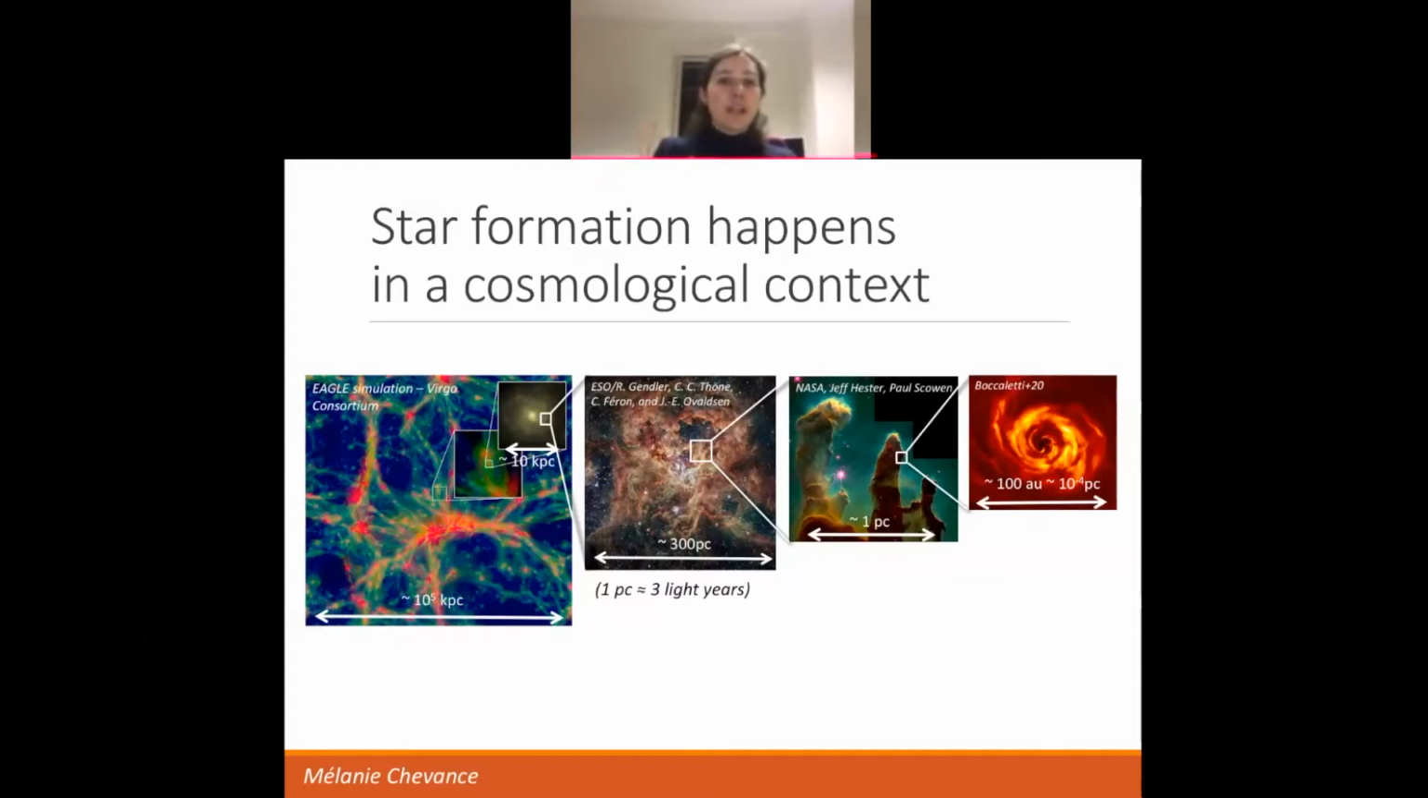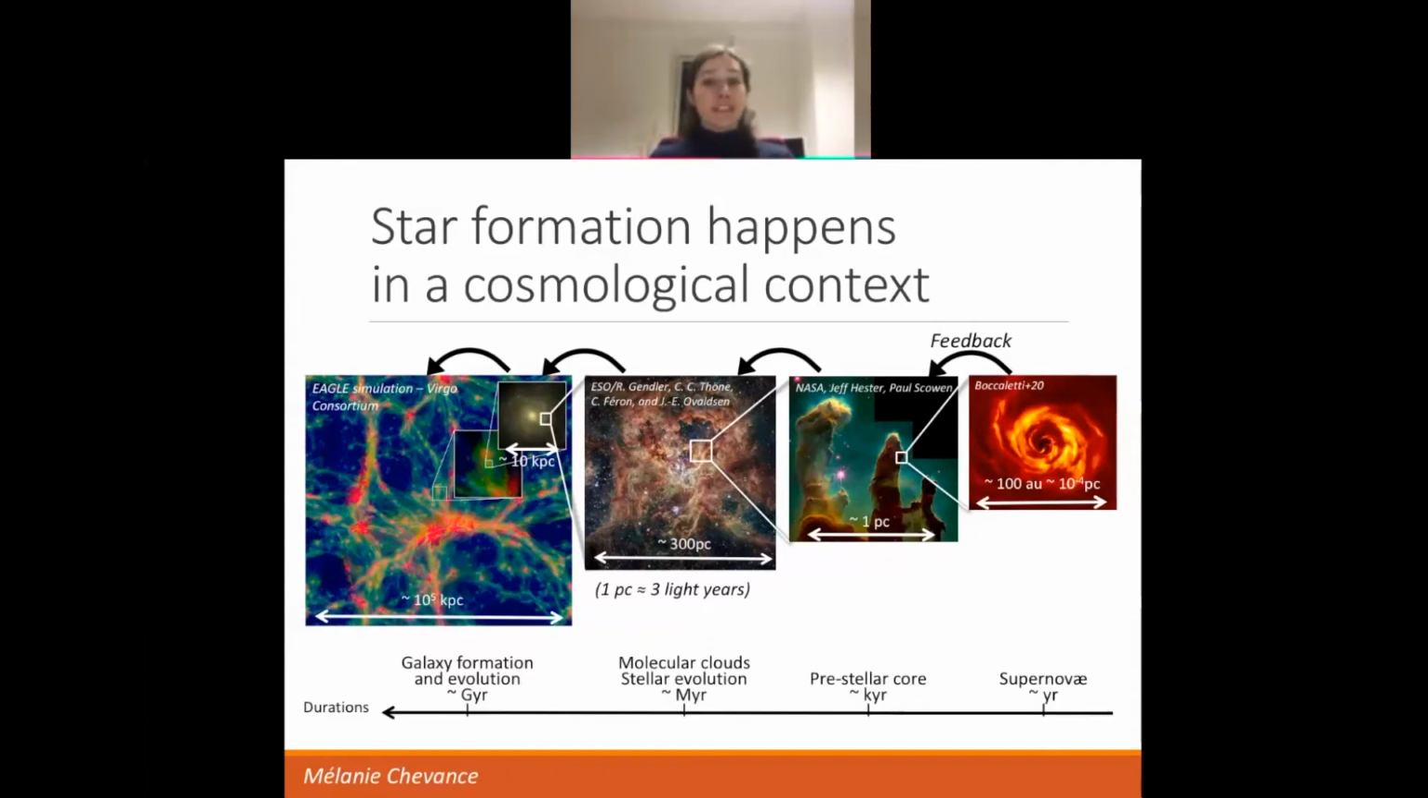And it's difficult to cut this entire range of sizes because all of these scales are connected through feedback, so energy and momentum being re-injected from the small scales to the larger scales. So it's 12 orders of magnitude here that you need to cover to understand really how star formation and galaxy evolution are linked. And it's not only spatial, but also each of these steps covers a different time scale. So there are 9 orders of magnitude here between a supernova explosion and galaxy evolution taking place over several gigayears.